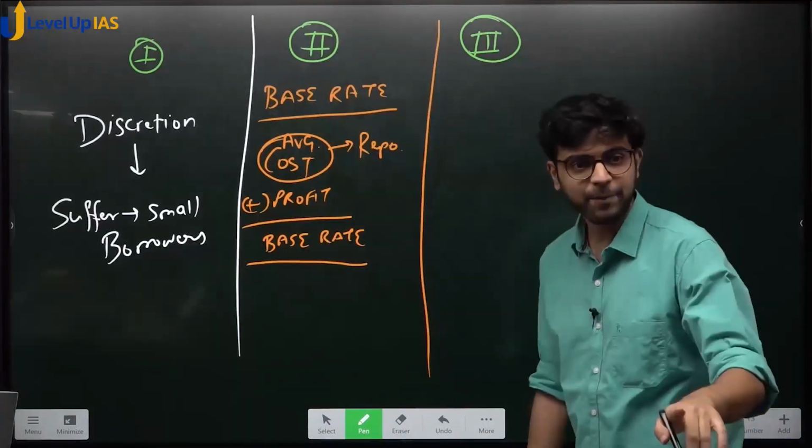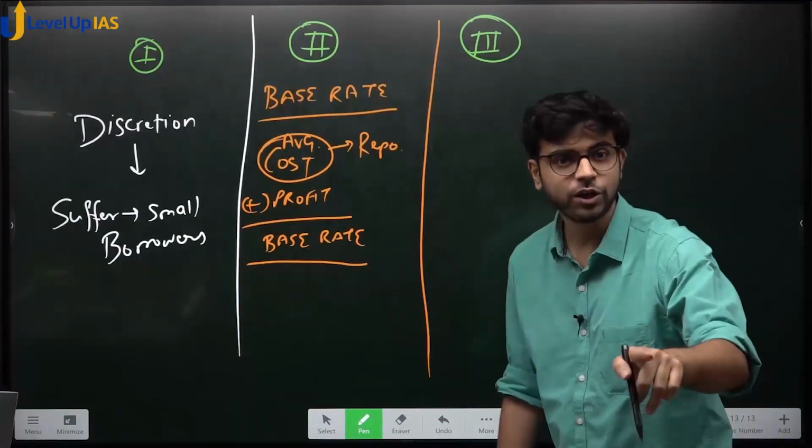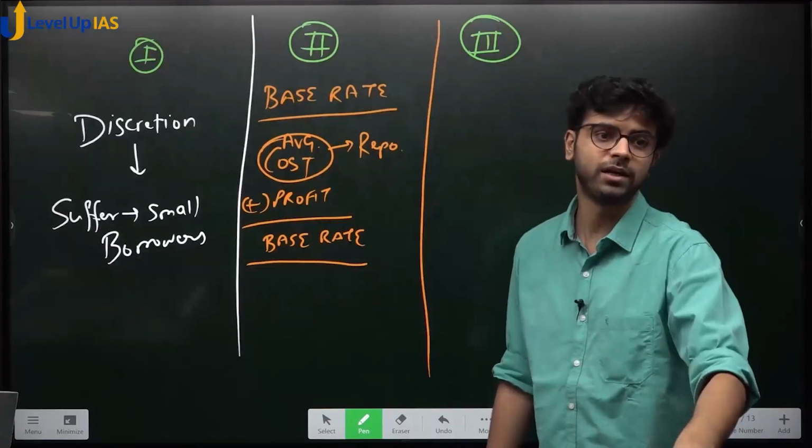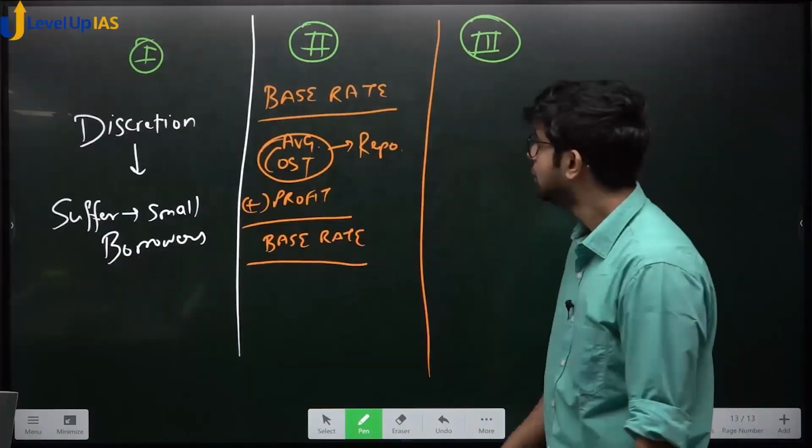So RBI said, when I reduce the repo rate, use the new rate, don't use the old rate. Which means RBI said, don't use.